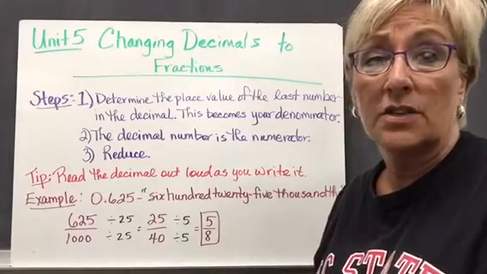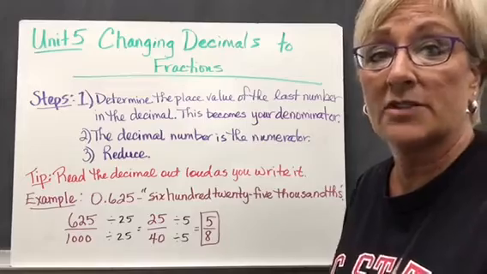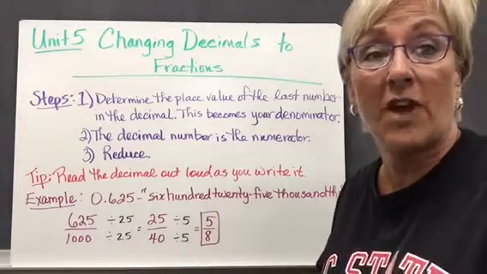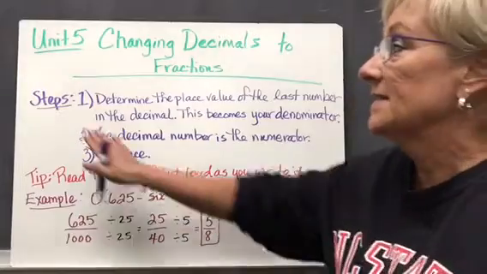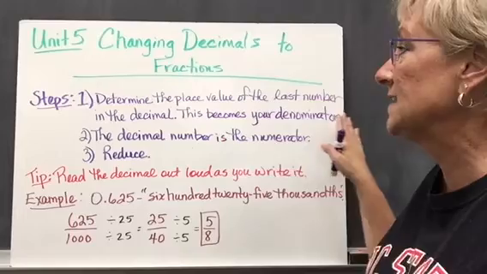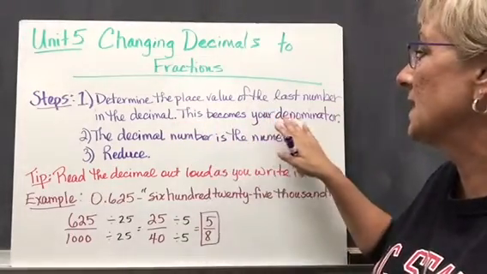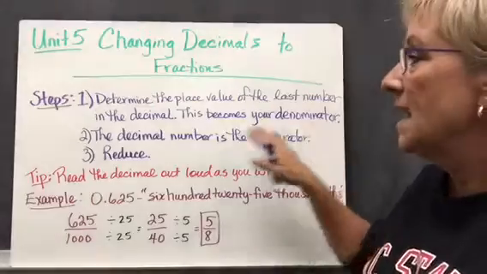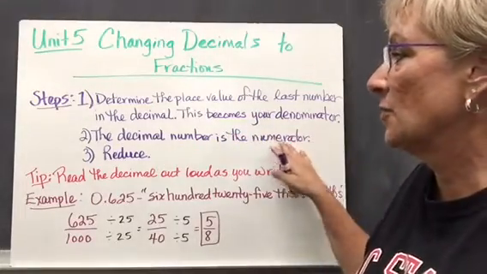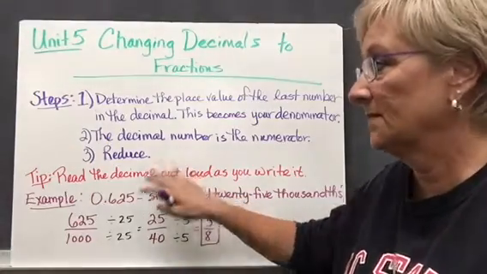Hi, we're going to get into Unit 5, which is going to be talking about changing decimals to fractions, and then we're going to go to another section of this very same video of changing fractions to decimals. The steps in changing decimals to fractions is you're going to determine the place value of the last number in the decimal, and this becomes your denominator. The second step we're going to do is the decimal number is in the numerator, and then you're going to reduce it down into the lowest possible terms.